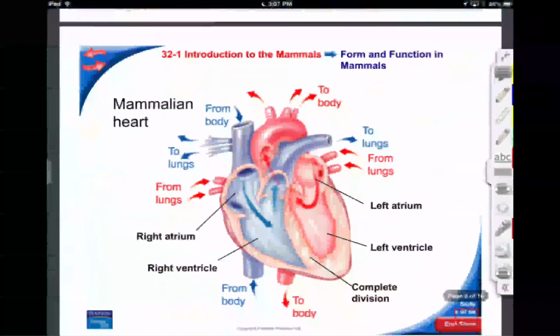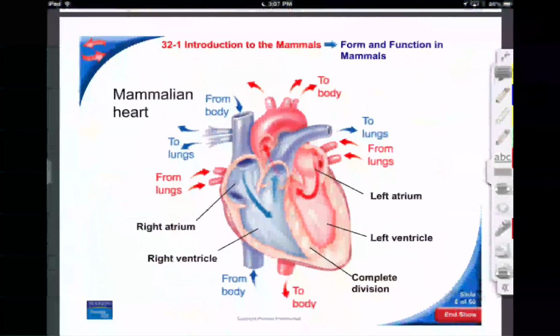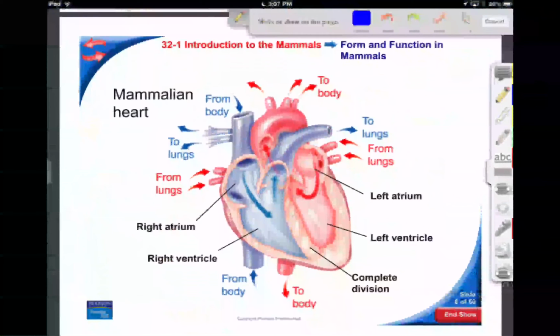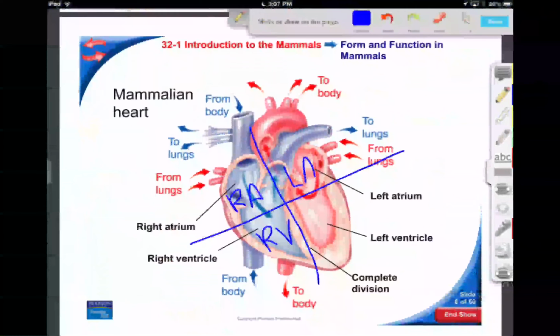Now we get to the mammalian heart. This we study in a lot of detail in Biology 12. It's a double pump system: right atrium, right ventricle, left atrium, left ventricle. And it's backwards because you're staring at it as if it's in someone's chest. I know that always throws people for a loop. Just remember, when you're looking at a diagram, everything's reversed.